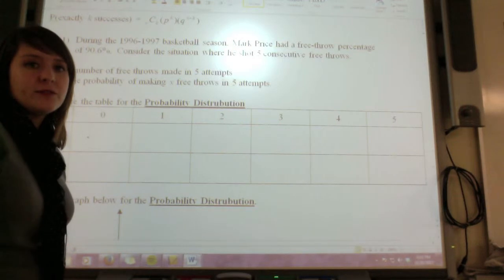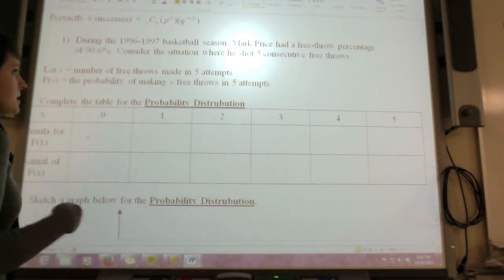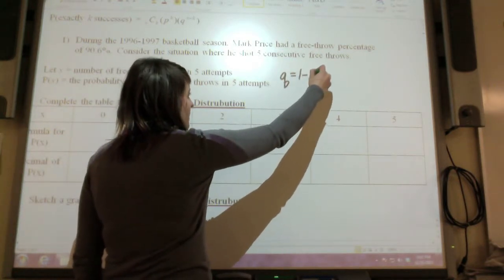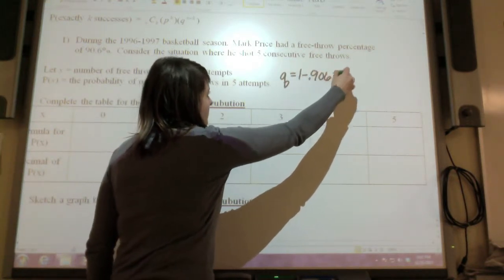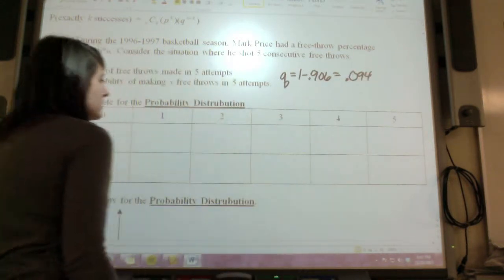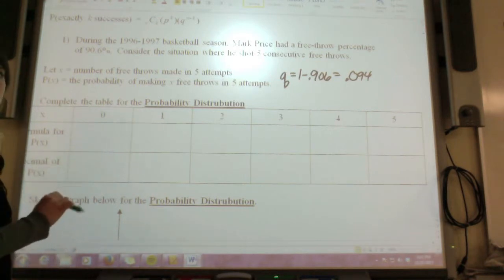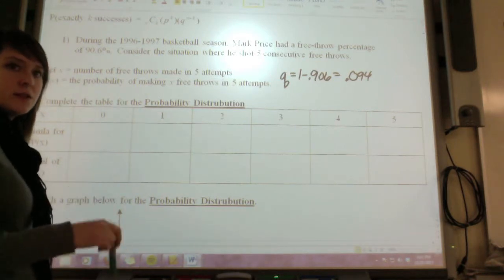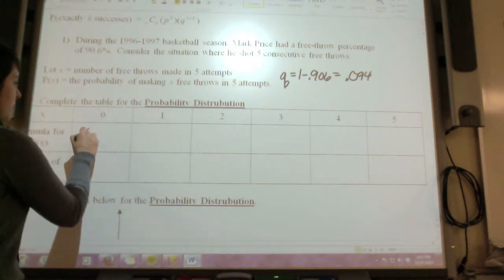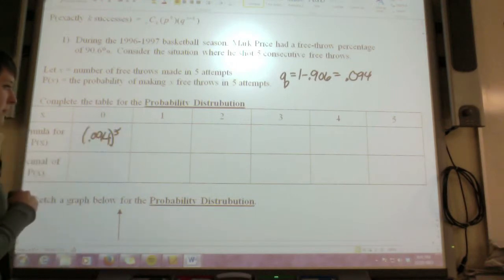My probability of success is 0.906. That means my probability of failure, or my q, is 1 minus 0.906, which ends up being 0.094. For this first one, this is when I make 0 shots. That means I failed every single time, so I would have 5 failures, which would be 0.094 to the 5th power.